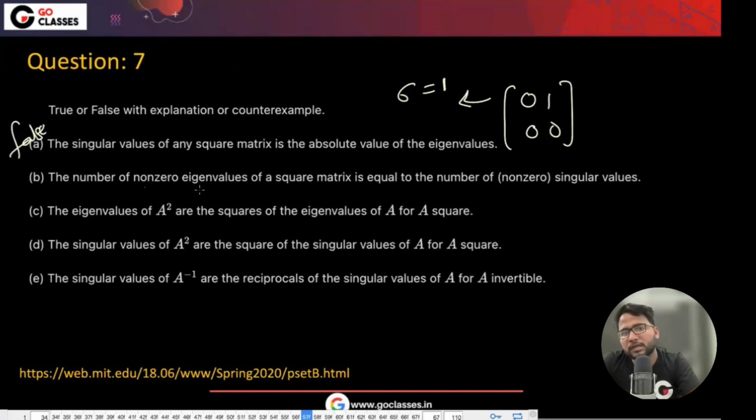What about this? The number of non-zero eigenvalues of a square matrix is equal to the number of non-zero singular values. What do you think? Is this true or false?